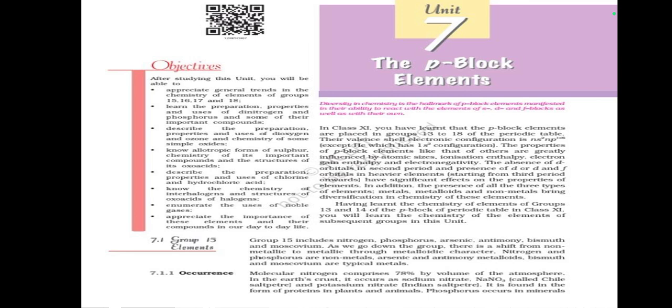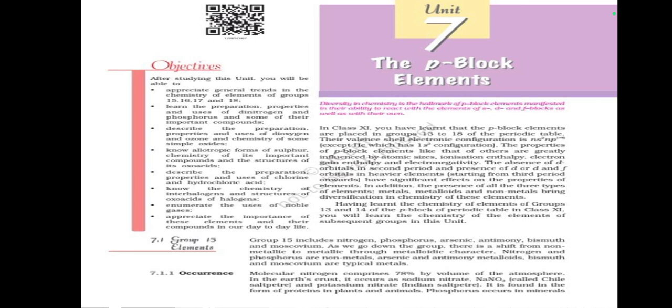The p block elements. In class 11, you have learned that the p block elements are placed in groups 13 to 18 of the periodic table. Their valence shell electronic configuration is ns2 np1 to 6, except helium, which has 1s2 configuration.